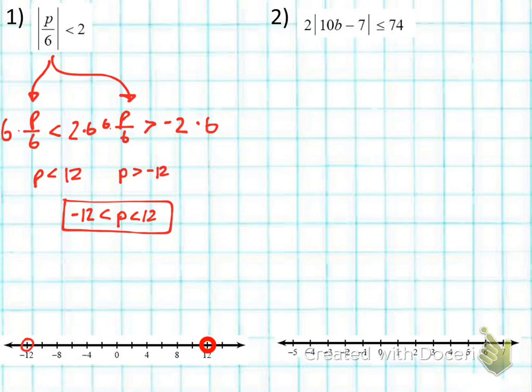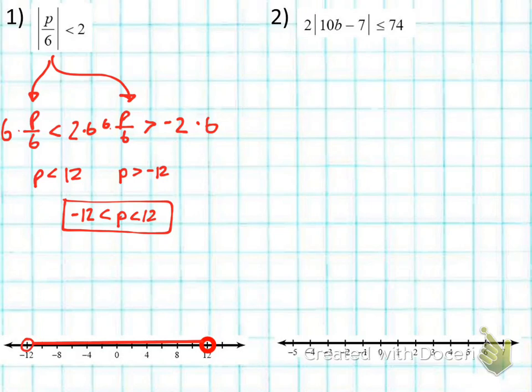Since one of them is going left and one is going right, we graph the part that's in the middle, and that's it. We fill the part in the middle. The reason is that any answer between negative 12 and 12 would make this inequality true. That's all we're saying. So I could pick any number here.